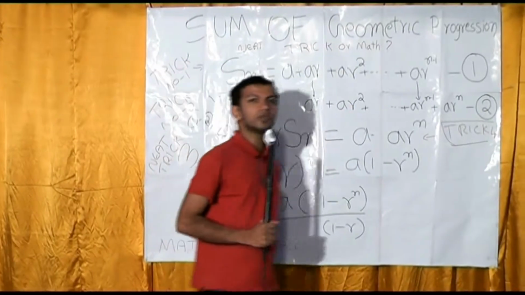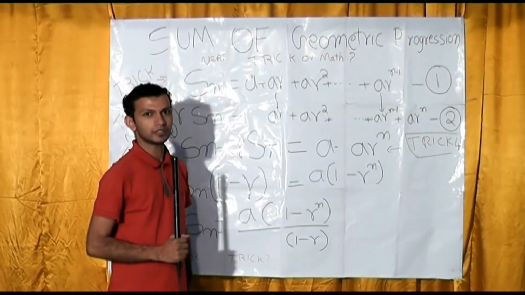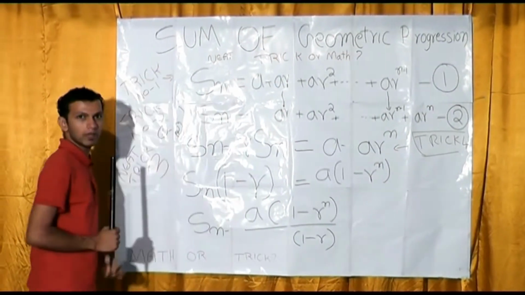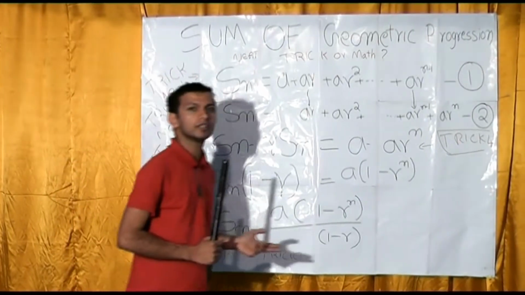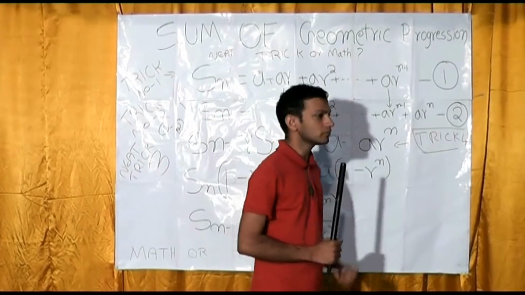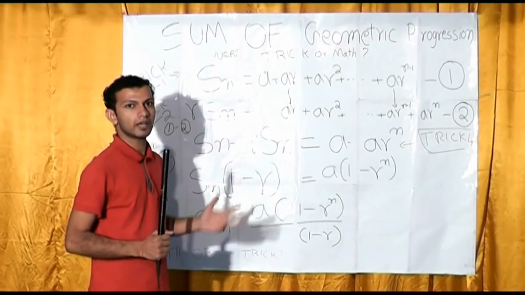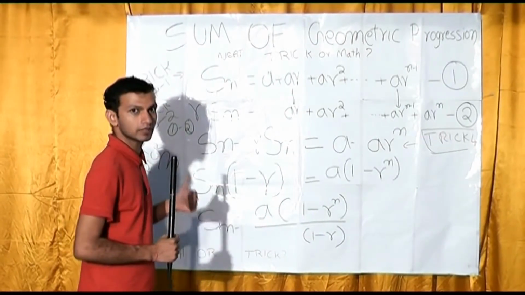Let's see what students are learning as derivations in school. It's an example of the sum of a geometric progression, which is studied by students worldwide. But is the method math or tricks? Our question is whether the method is math or tricks.